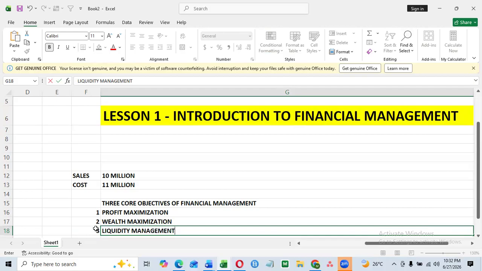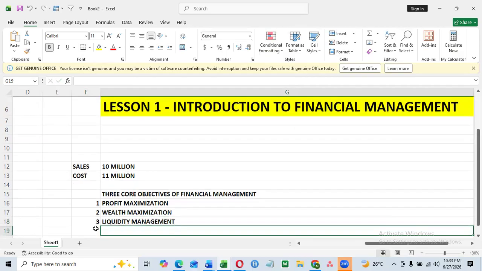Now, many students usually confuse financial management with accounting. So I want us to look at the difference. Accounting records what has already happened, which is in the past, right? But financial management uses those records that accounting has put together to plan, to decide, and control the future.